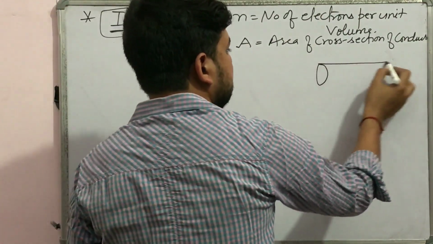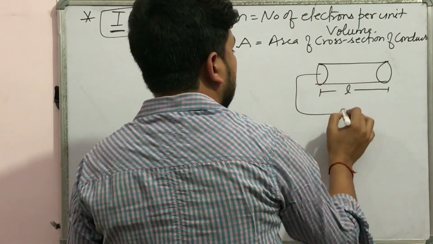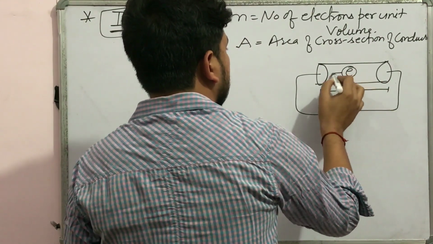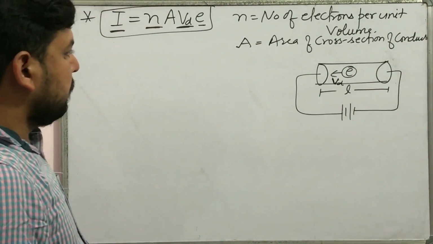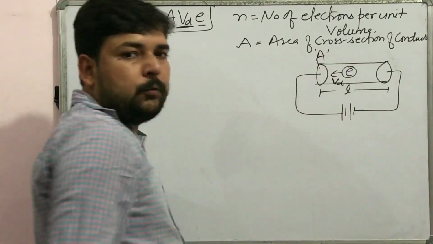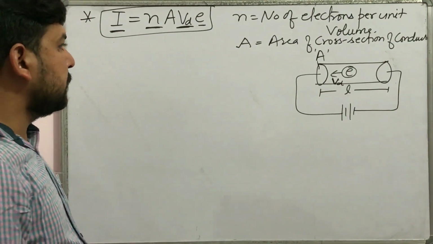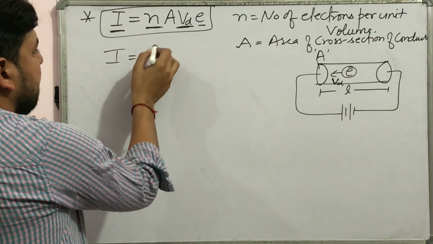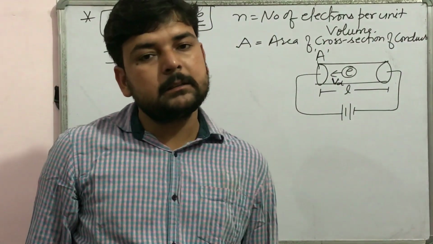Let us assume that I have this conductor, whose length is L, and it is connected across this battery. Drift velocity of electron is Vd, e is the charge on the electron, and here capital A is the area of cross section of the conductor. Let's talk. You know the basic thing that I equals what? Q upon t, where Q is the total charge.